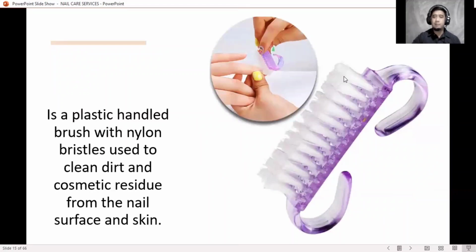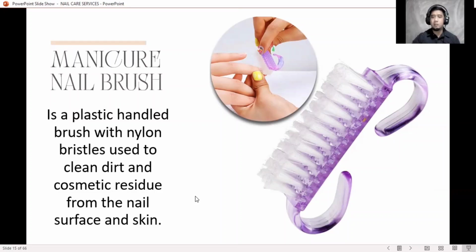Next, we have this brush. It is a plastic handheld brush with nylon bristle. This one is the nylon bristle. It is used to clean dirt and cosmetic residue from the nail surface and skin. We call this one a manicure nail brush. We use that for manicure, for our fingers in the hand.